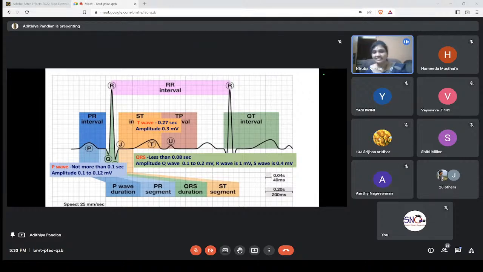How many large boxes are there? You're not able to see. No answers at all. How many large? It's approximately 3.3 to 4 large boxes. Okay. How much is the duration of one large box?